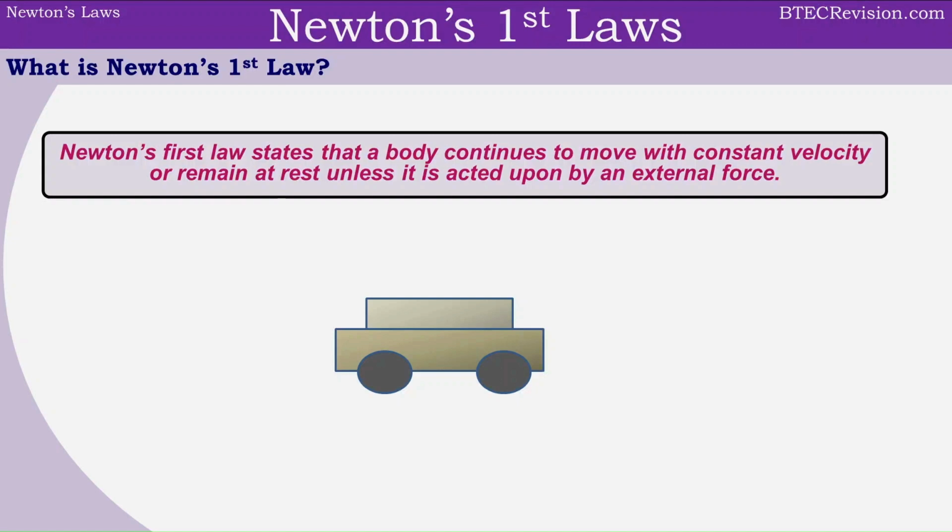For example, let's take this car. If this car is moving along with a thrust force equal to 10,000 newtons, and there is frictional forces equal to the thrust, so that's 10,000 newtons, then two things could be true. Firstly, this car could be moving with constant velocity, or it could be remaining at rest.